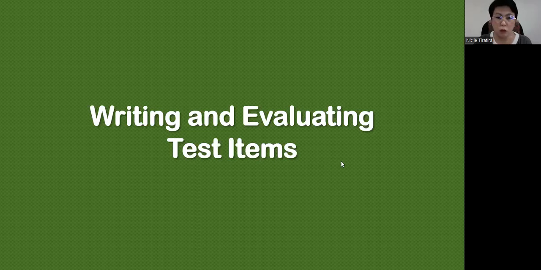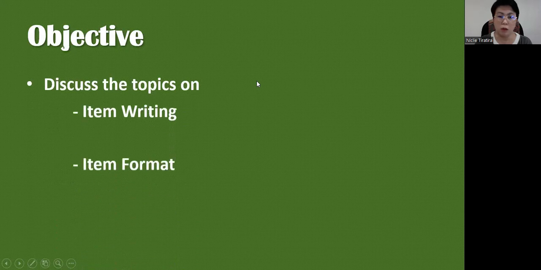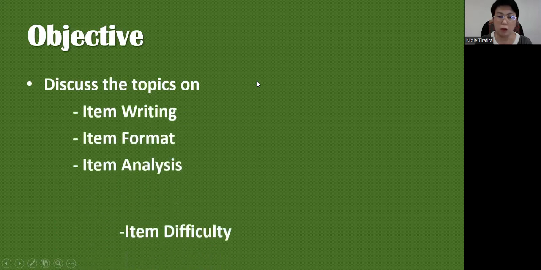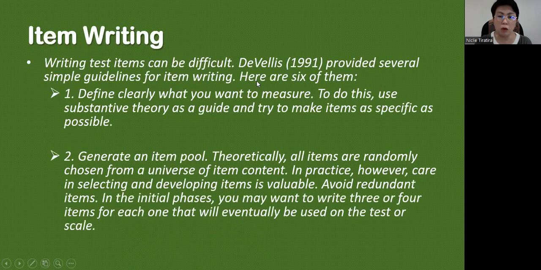Good afternoon. We're going to discuss writing and evaluating test items. For our objective, we are going to discuss the topics on item writing, item format, item analysis, which include item difficulty and item discriminability. Now, for item writing, there are guidelines mentioned by DeBellis for writing test items.